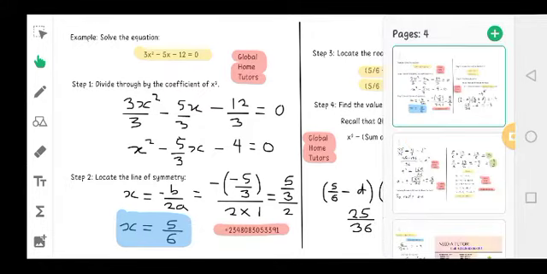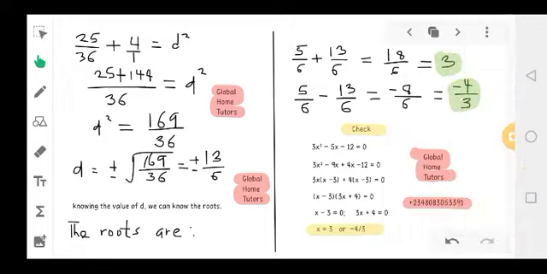Let's solve for d squared. So if we solve for d squared here, we have 25 over 36. The d comes from the other side here, becomes 4. So when you do the fraction, we are going to have 169 over 36. So I find the square root of both sides. When you are finding the square root of both sides, you have to put plus or minus before the number, before you take the square root. So I'm going to have plus or minus 13 over 6.